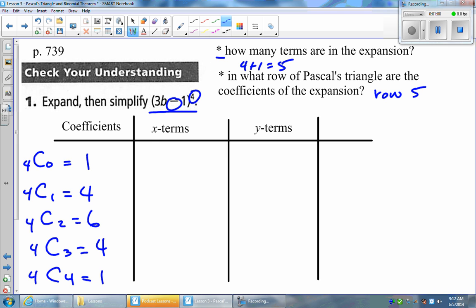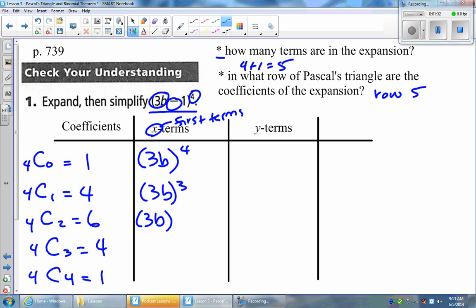Let's go next to the x terms, which are the first terms. Okay, so the first term in this binomial is 3b. So I'm going to raise 3b to powers. And remember, x terms are descending in power, so they go down. It's going to start with a degree of 4. So (3b)^4, (3b)^3, (3b)^2, (3b)^1, and finally (3b)^0.